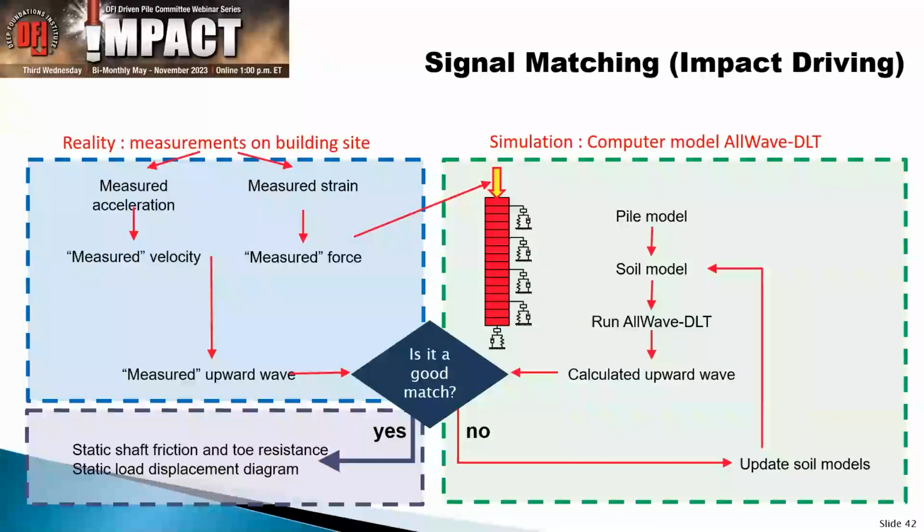And what you see with signal matching is kind of the standard thing. For those of you that are not that familiar with it, you basically measure your acceleration and your strain. From that, you derive your velocity and your force. You look at how those waves travel through the soil. You model the same thing again, and you use the measured force to figure out what kind of blow you have to model in your software, and you come up with a measured signal and a calculated signal, and you compare the two.